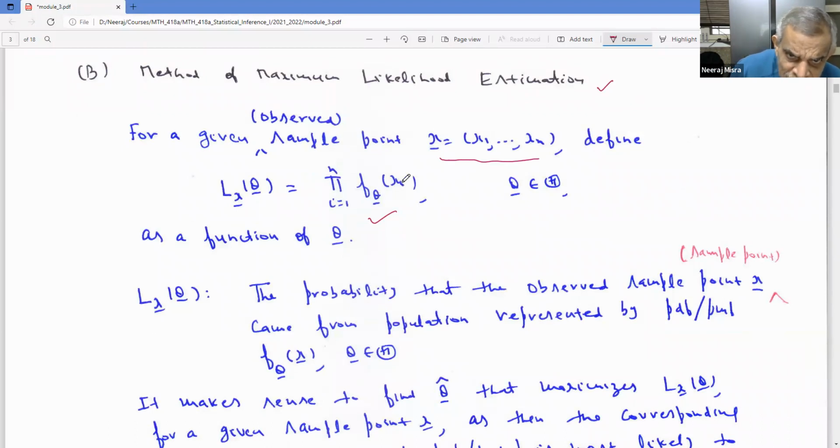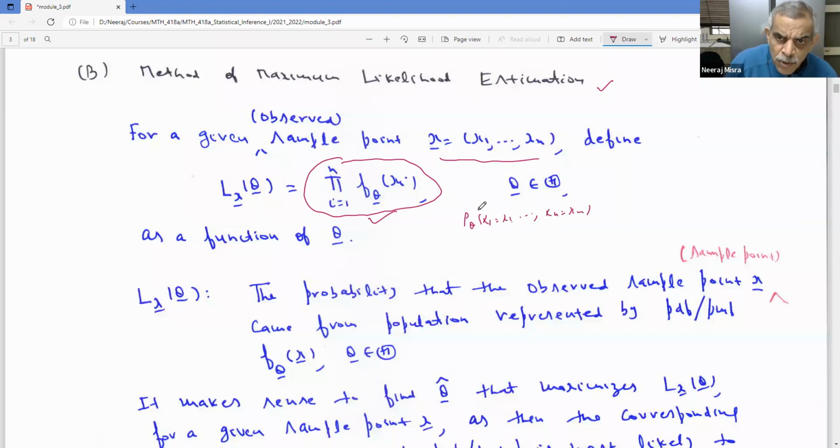Now note that these f(theta, x_i)'s are kind of probabilities. So together, in a certain sense, if it is a discrete case, this represents the probability that X1 is equal to x1, ..., Xn is equal to xn. So in a certain sense this represents the probability of observing this sample from the population which is characterized by this theta, or from a population having probability function P_theta. So this is the probability of observing the given sample when theta is the true state of nature. That means theta is the true parameter.